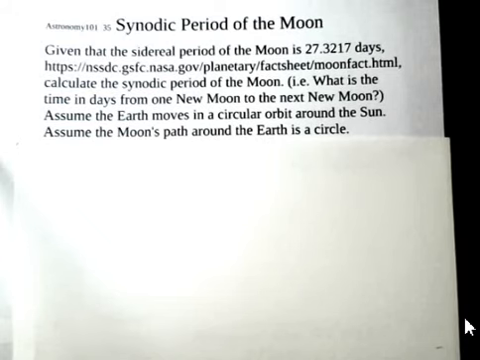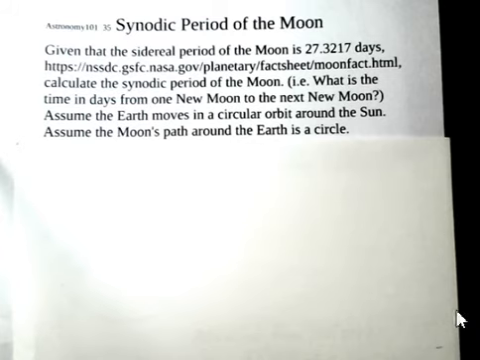In this astronomy example problem, we're going to determine the synodic period of the moon. For example, the time from new moon to new moon, or from first quarter moon to the next first quarter moon, or from full moon to full moon.